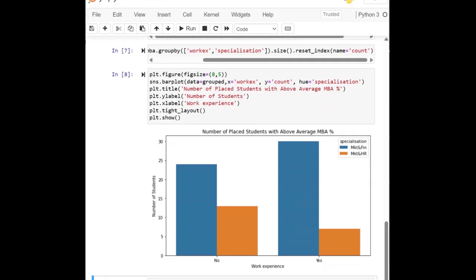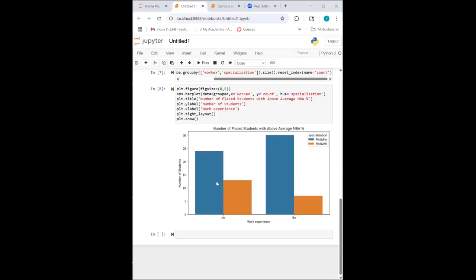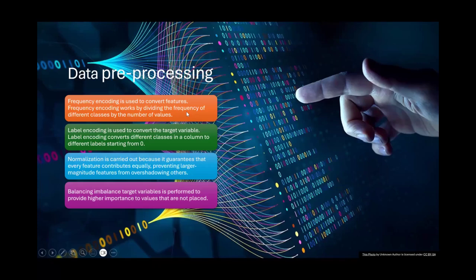Moving forward, the next step involves pre-processing the data. Different pre-processing techniques are used. The different pre-processing steps that are used are frequency encoding. Frequency encoding is used to convert features. It is used by dividing the frequency of different classes by the number of values.